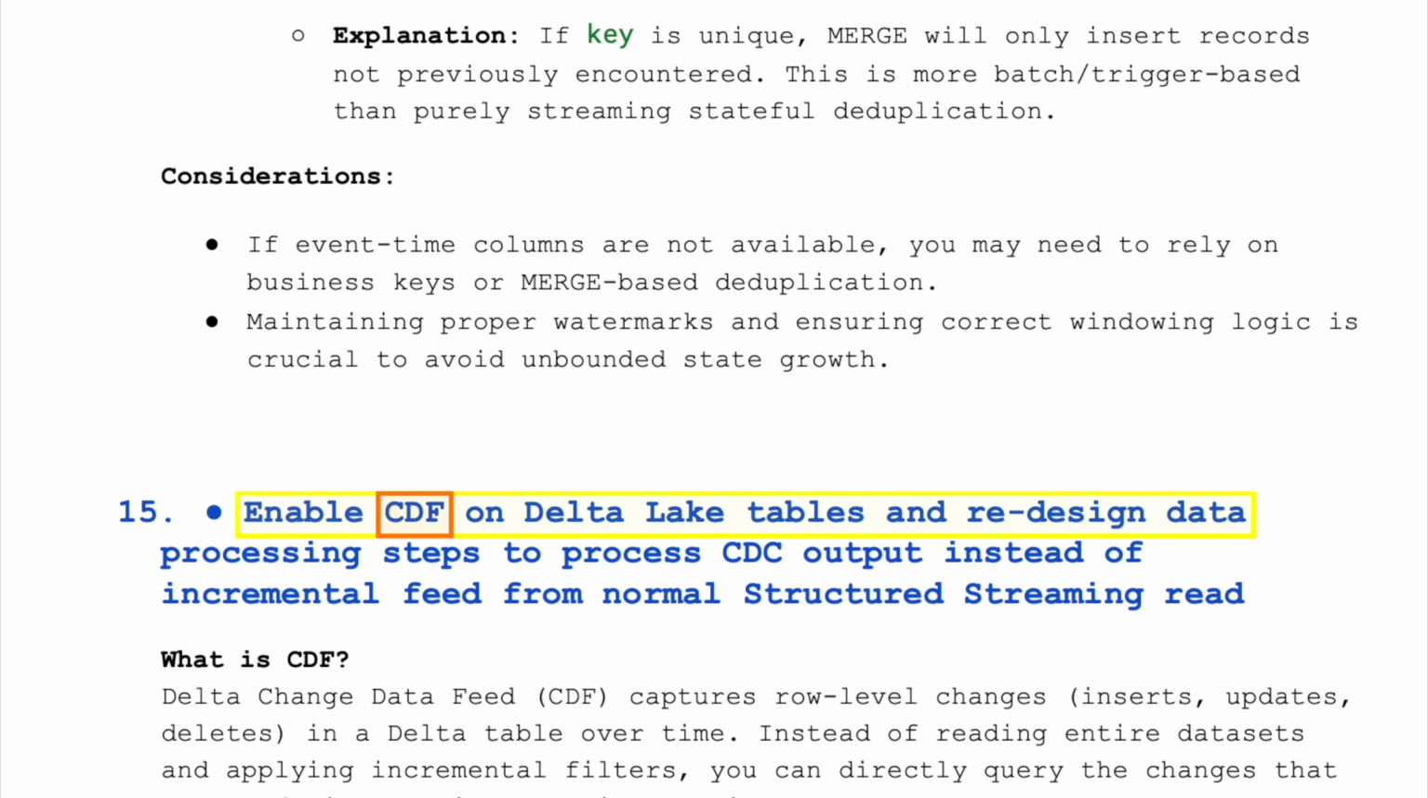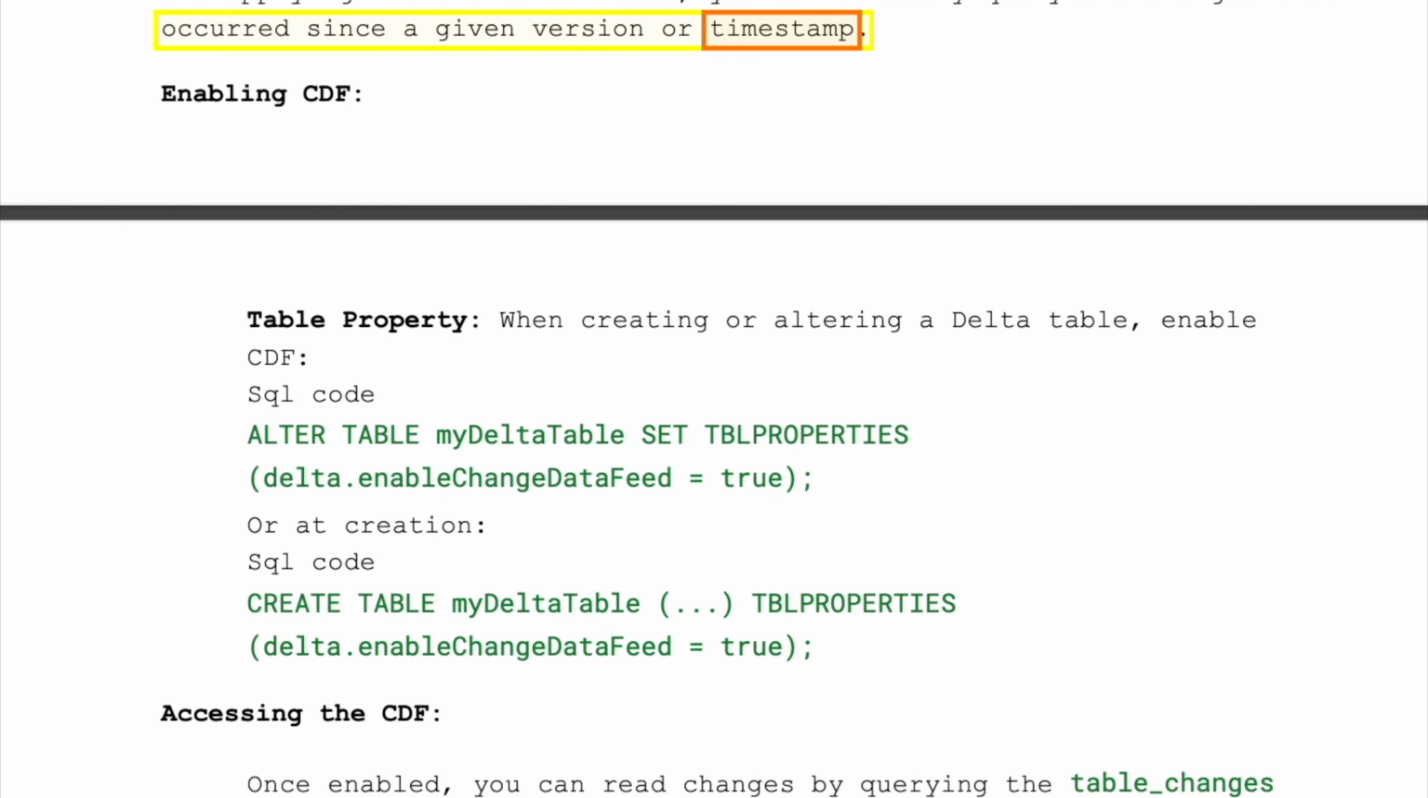15. Enable CDF on Delta Lake tables and redesign data processing steps to process CDC output instead of the incremental feed from normal structured streaming. What is CDF? Delta Change Data Feed (CDF) captures row-level changes, inserts, updates, deletes, in a Delta table over time. Instead of reading entire datasets and applying incremental filters, you can directly query the changes that occurred since a given version or timestamp.